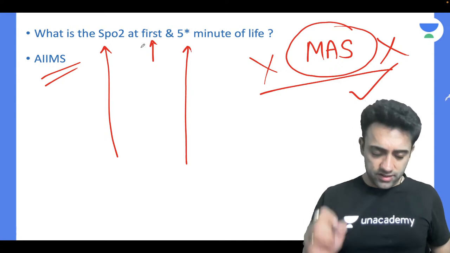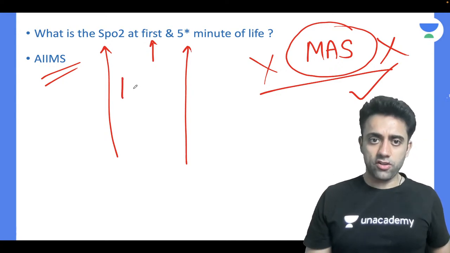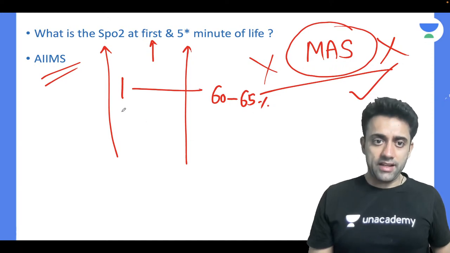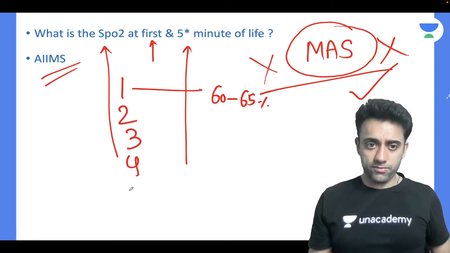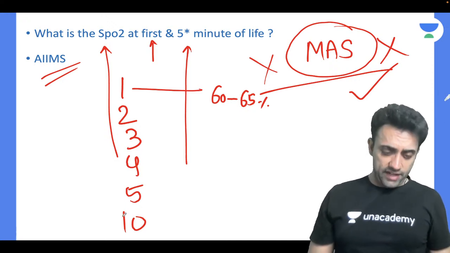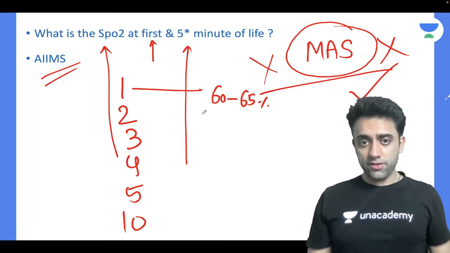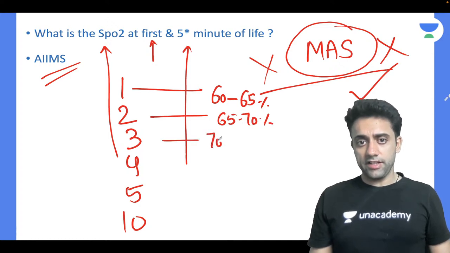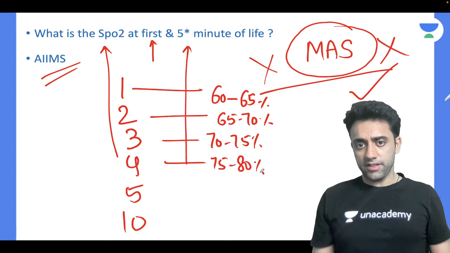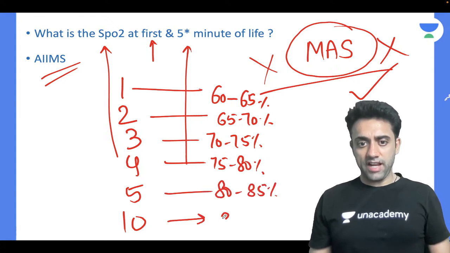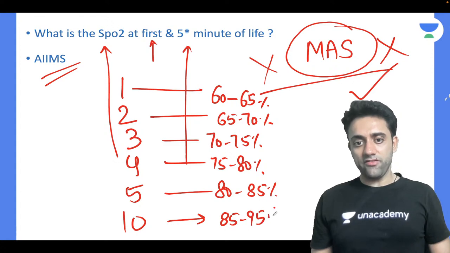The SpO2 of a newborn at the first minute of life is 60 to 65%, and then second minute, third minute, fourth minute, fifth minute, 10th minute keep increasing by 5. So 60 to 65, then 65 to 70%, then 70 to 75%, then 75 to 80%, then 80 to 85%, and at the 10th minute of life it is 85 to 95%.